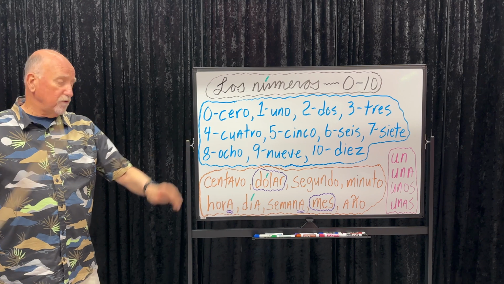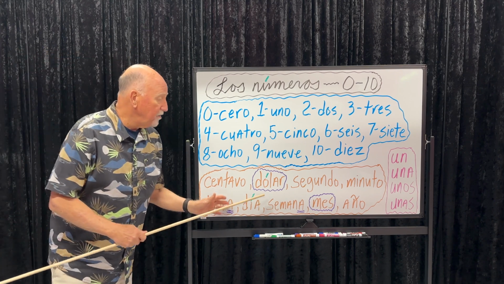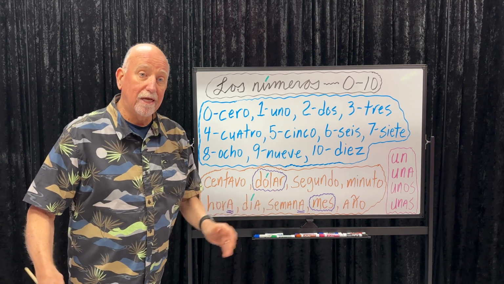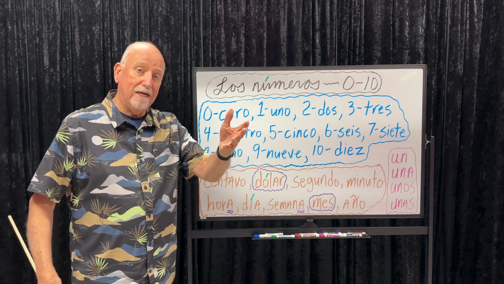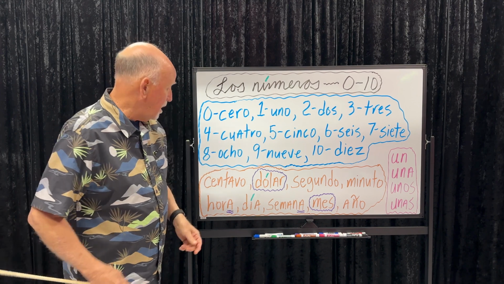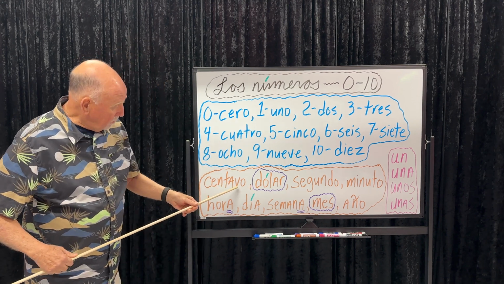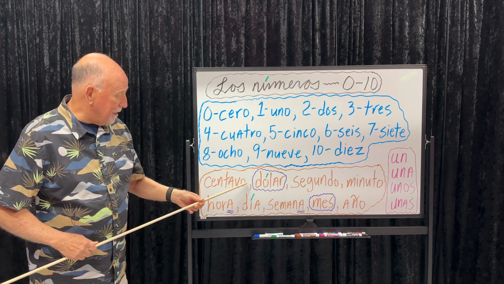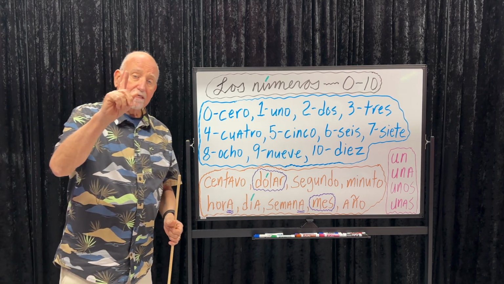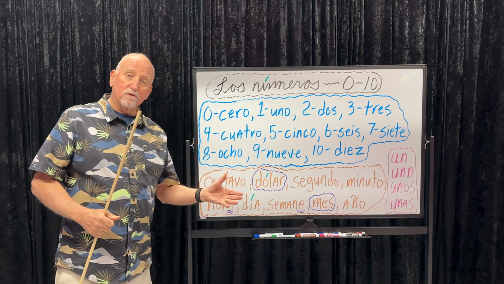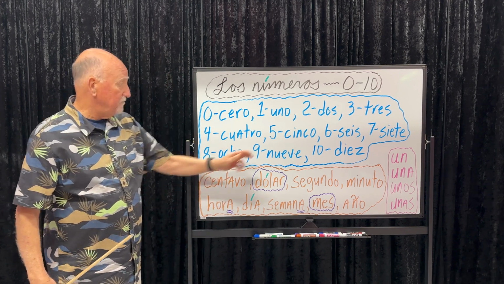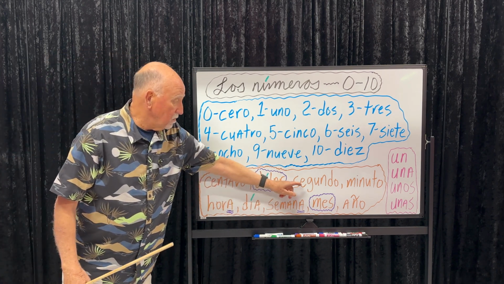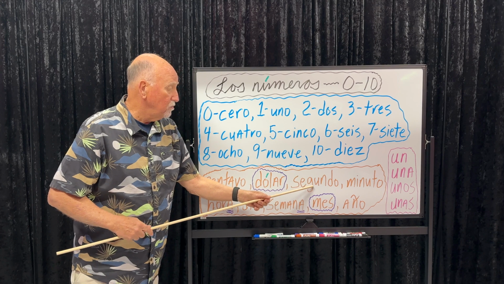But before we go any further, in Spanish, how do you make a noun plural? In English, we say car, cars. We add an S. Well, in Spanish, it's basically the same. Any word that ends in a vowel, to make it plural, you just add an S. So centavo would be cent, like 1 cent. Centavos would be cents. So if I want to say 5 cents, it'd be cinco centavos. Segundo, 10 seconds would be 10 segundos with an S.